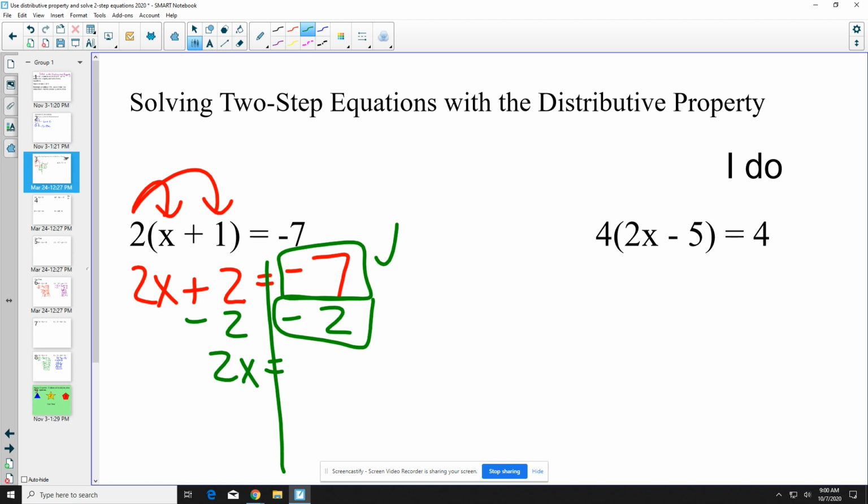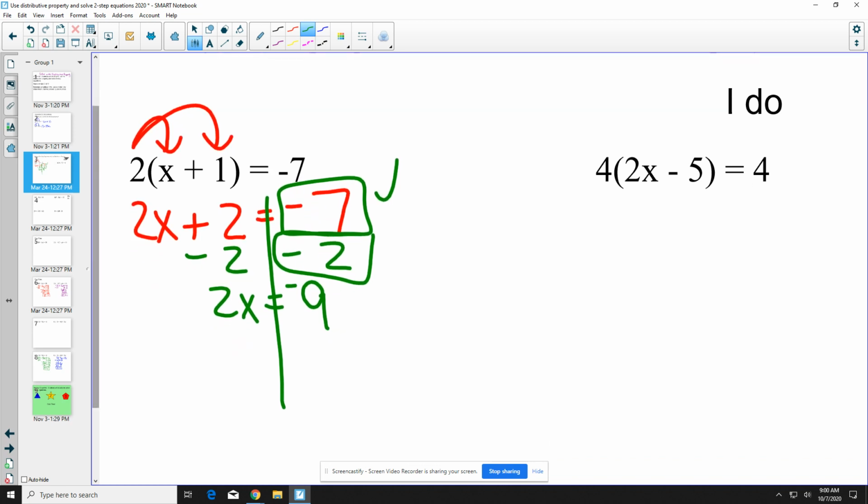-7 and -2, are they the same or different? They're the same. Do I add or subtract? Add. 7 plus 2 is 9. The higher number is negative. And then 2 and x are written close together. It means multiply. So I do the opposite of multiplying. I divide both sides by 2.